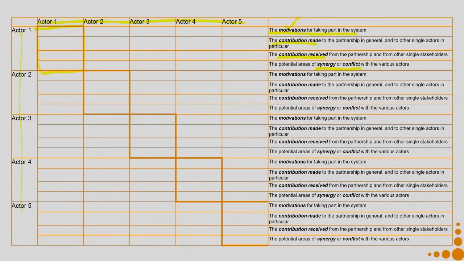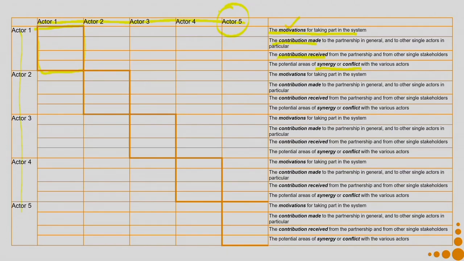The potential areas of synergy or conflict. You can identify, for example, actor 5 is also one person. Actor 5 provides you with the technology which is required to make these dispensers. So, with actor 5, you have a position of conflict. Although theirs is a product oriented business and yours is a PSS oriented business, still you can see there is a situation of conflict.